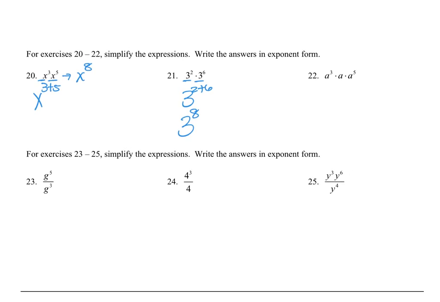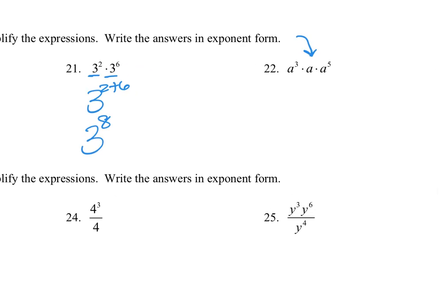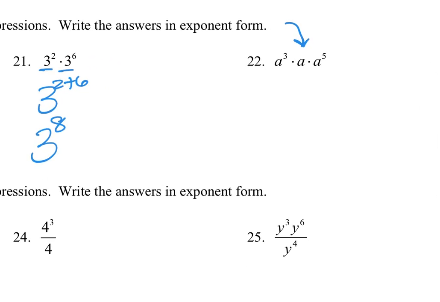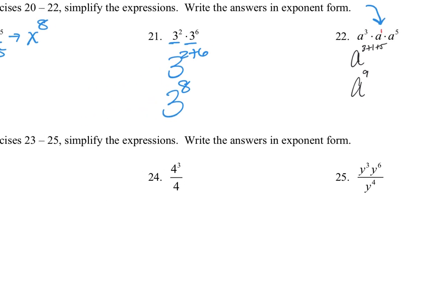22. Now, be careful with this one. Students tend to forget, let's blow that up. Students tend to forget that this is to the 1st power. So when you're adding them all up, remember this is a to the 3 plus 1 plus 5. So you actually have a to the 9th power. Don't forget that, understood 1.